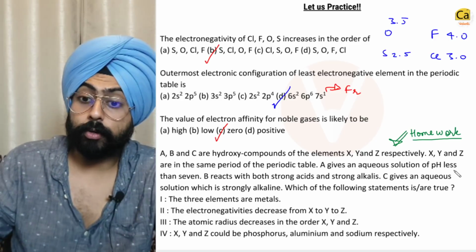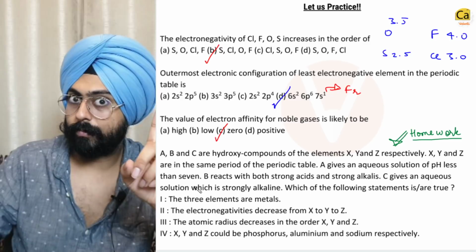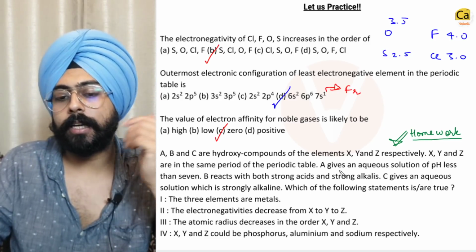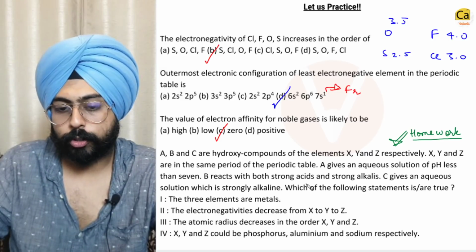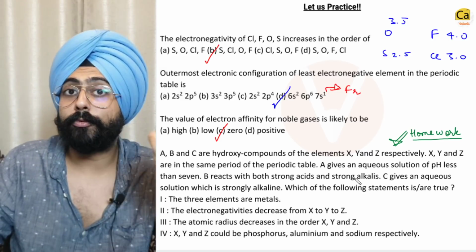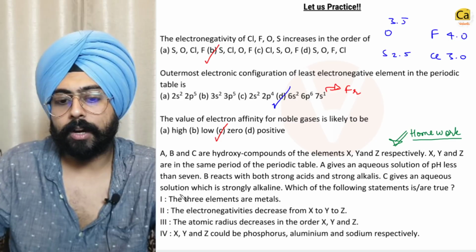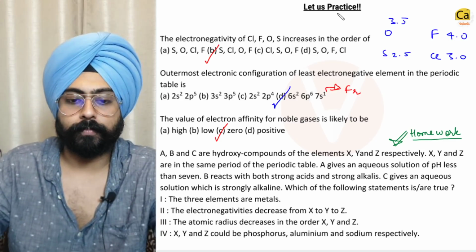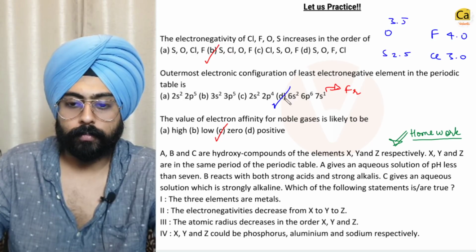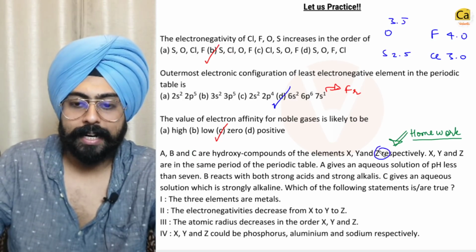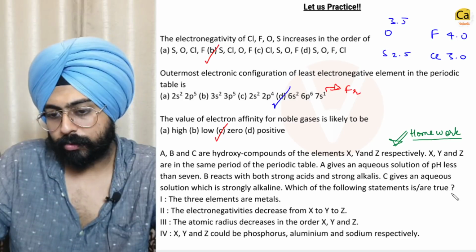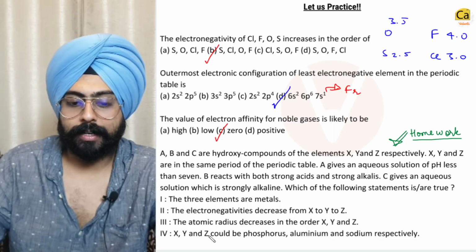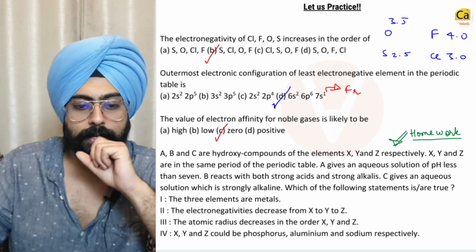A gives an aqueous solution of pH less than 7. A gives a solution which is acidic in nature. B reacts with both strong acids and strong alkalis. B gives an amphoteric solution. C gives an aqueous solution which is strongly alkaline. C is basic in nature. So basically the hydroxy compound of Z is basic. Which of the following statements are true? 3 are metals, electronegativity decrease, atomic radius decrease, could be. Okay, this is the question.